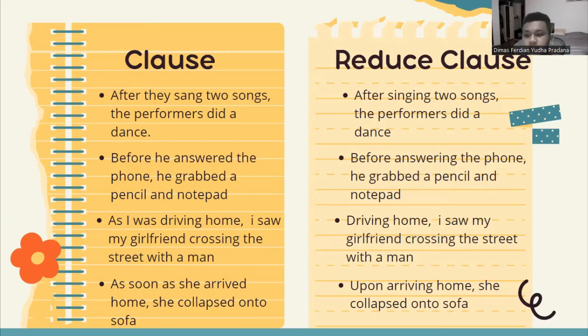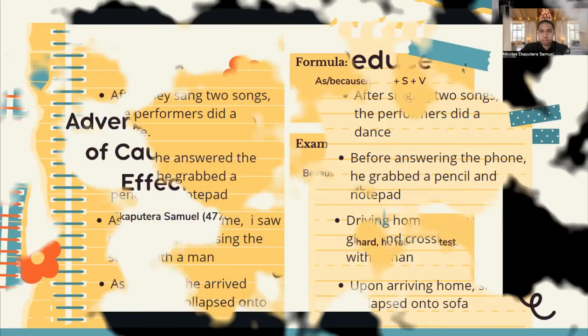And the last one is, "As soon as she arrived home, she collapsed on the sofa." We can change the adverb clause of time "as soon as" to "upon," and we have to remove the subject, and also we change the verb into verb-ing. So the reduced adverb clause from the sentence is, "Upon arriving home, she collapsed on the sofa."